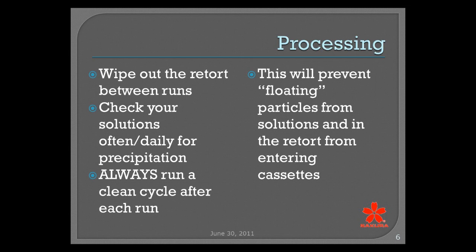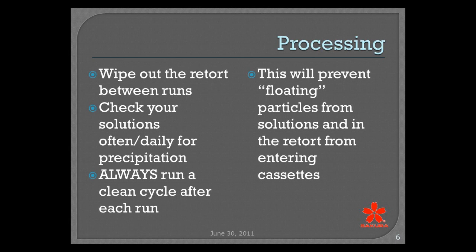Then we go to processing. We should all be in the habit of wiping out the retort of our processors in between runs, and of course checking your solutions often if you're running more than one run a day, or daily if you're just running one overnight. With our solutions, we are looking for precipitation that can occur, and your solutions will become discolored with blood products. And if you're starting out with a less than 70% alcohol on your processor, you can develop a white precipitate that will happen in that first alcohol.